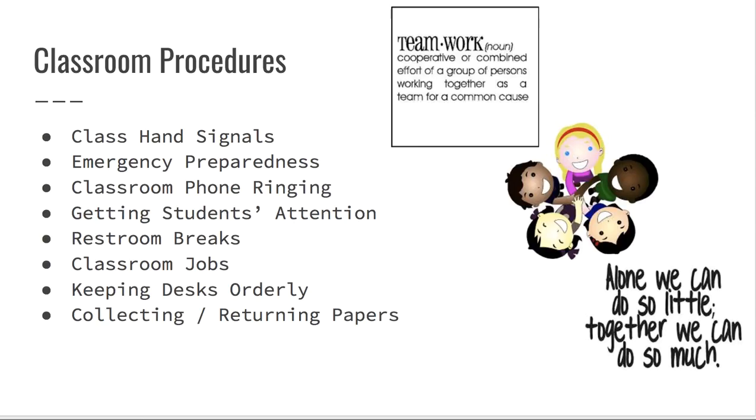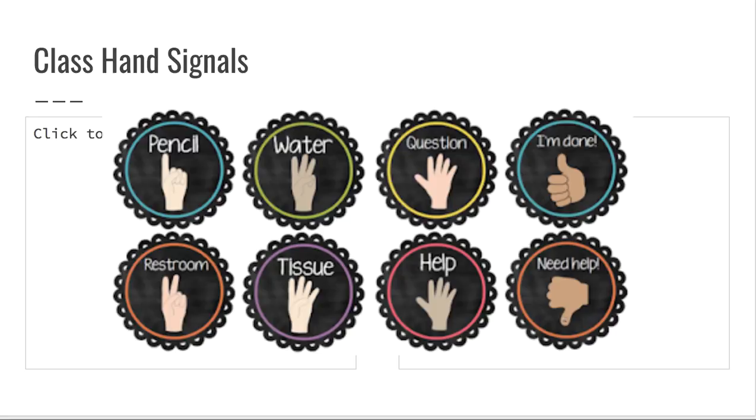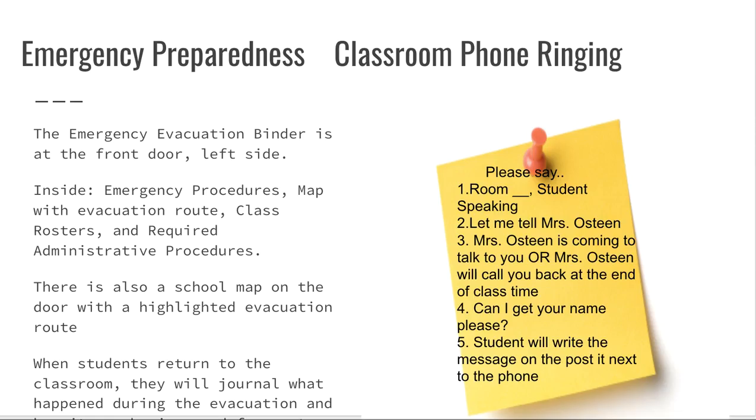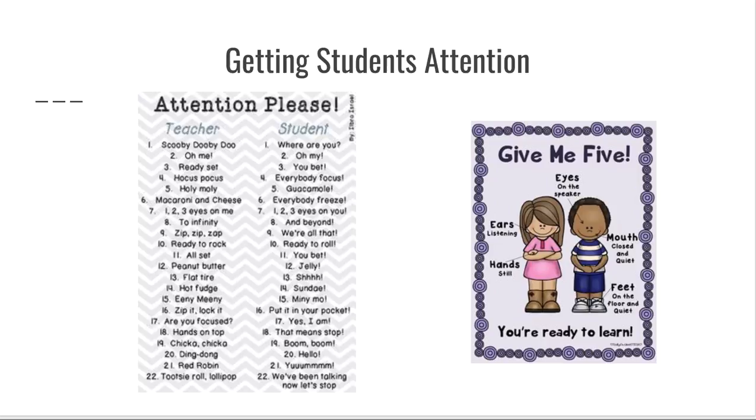These are the classroom procedures. We'll have some class hand signals that you see here. Emergency preparedness and classroom phone ringing. Those are some procedures that we'll go over. Getting a student's attention. I love the give me 5, but I also like the different ways to get attention, like saying flat tire and shh.